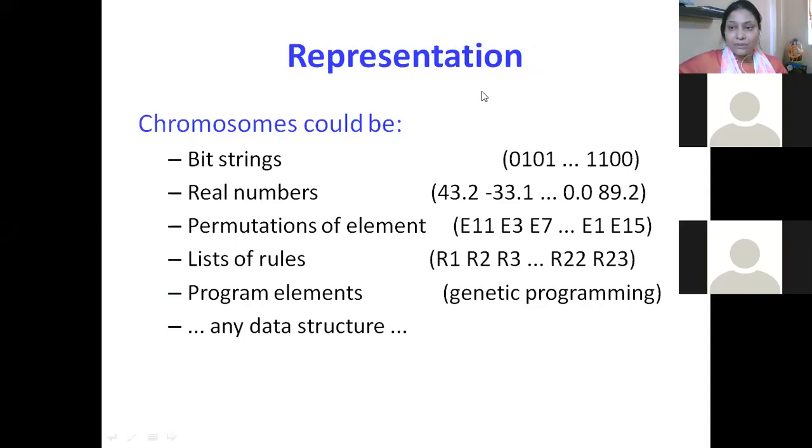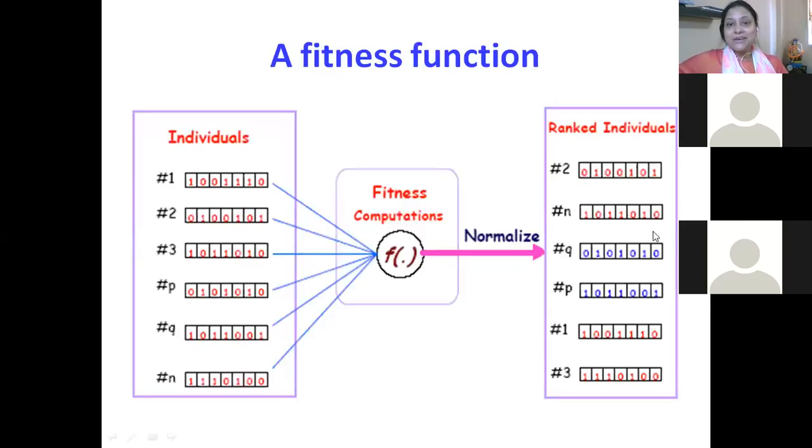As I have already mentioned, we are very much accustomed to binary bit strings, but there are also other representations as well. These are real numbers, permutation of elements, list of rules, program elements, genetic programming, any data structure kind of representation, any of them. So now this is the fitness function.